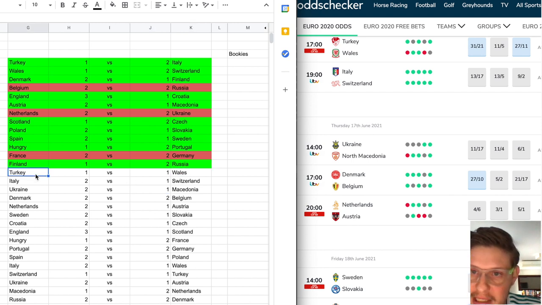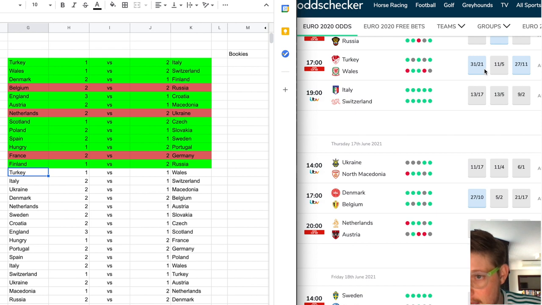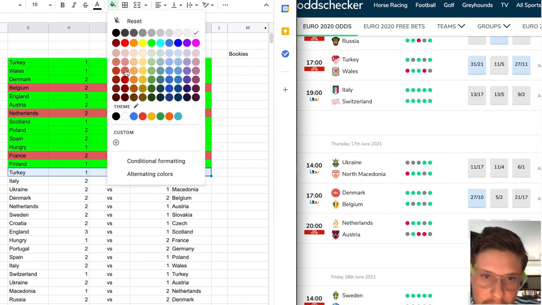Wales versus Turkey, we're going for a draw, and I think that is favoring Turkey. 31 divided by 21, yeah, come on, my maths is fine. It's favoring Turkey. We're also favoring Turkey, 1.3 to 0.8, but when you account for rounding, our model's also kind of wrong.